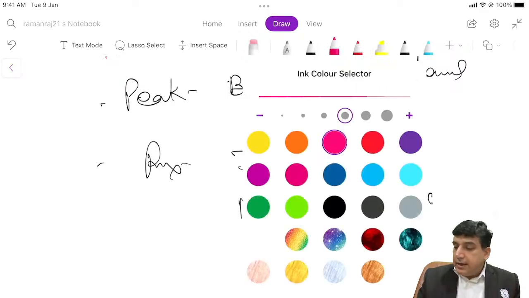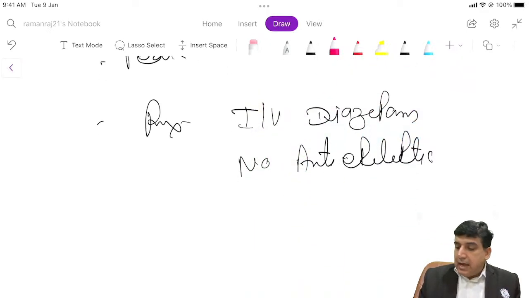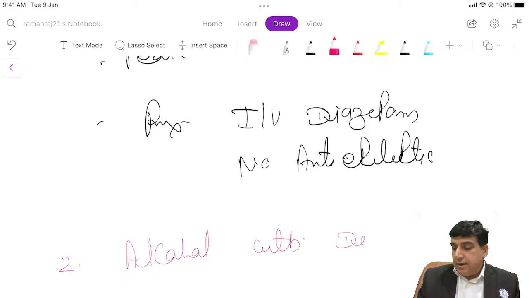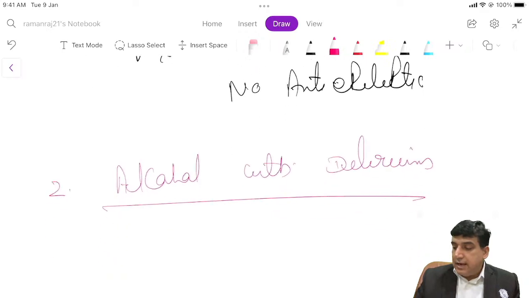Second, a complicated withdrawal symptom can be alcohol withdrawal delirium. In alcohol withdrawal delirium, what they can ask, another name of alcohol withdrawal delirium is what?